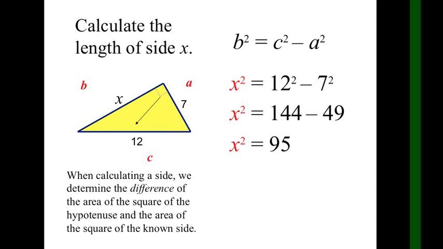Then get the square root of both sides. So we will be having x equals 9.7. Okay, using your calculator, get the square root of 95, makakakuha ka ng answer na 9.7. Okay?